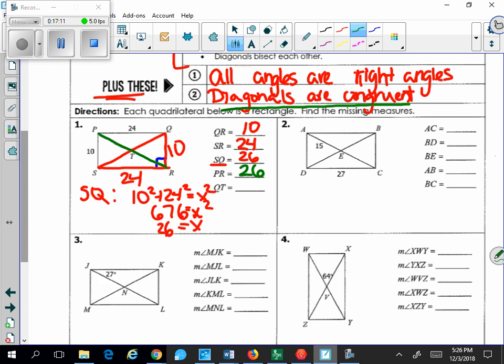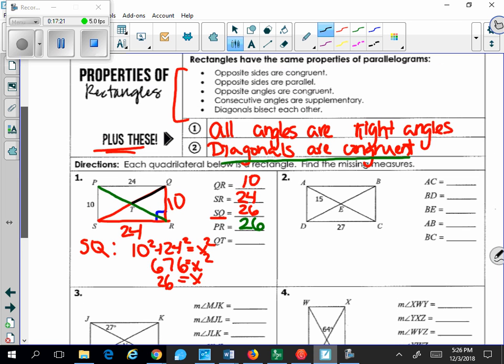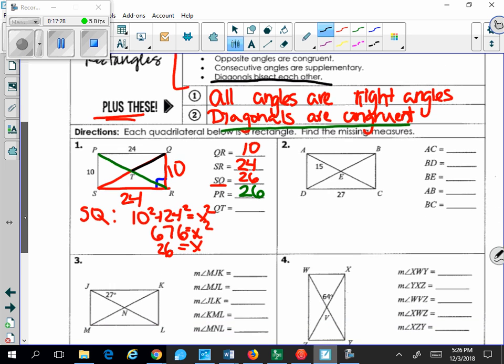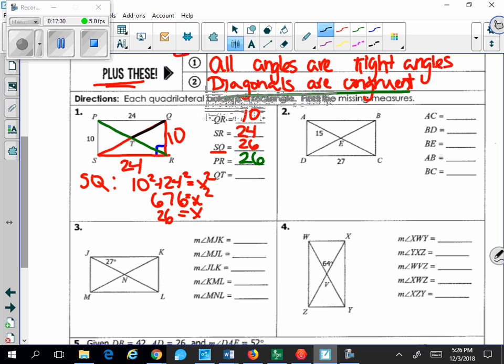And then the last one there, it wants me to find QT. QT is this guy right here. Remember, that is part of a diagonal that has been bisected. And that's not because it's a rectangle, that's because it's a parallelogram. So if it's been bisected, if the whole diagonal is 26, part of the diagonal is 13. Or that half the diagonal is 13, I should say.